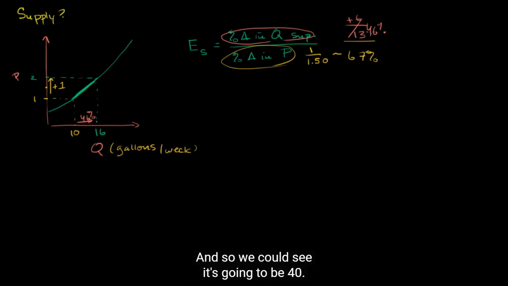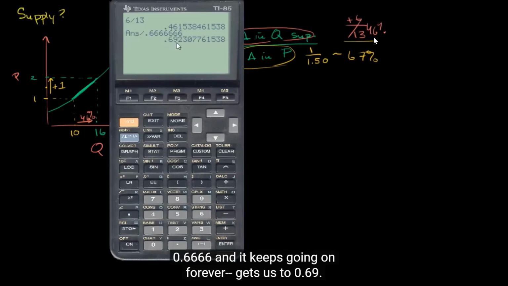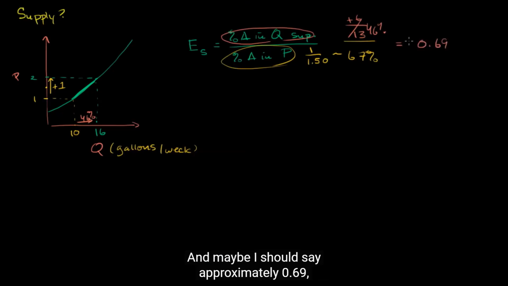And so our elasticity of supply is going to be 46% over 67%. So it's going to be something less than 1. That's 0.6666, it keeps going on forever. It gives us an elasticity of supply of approximately 0.69, which tells us that, at least at this price point, we get a smaller percent change in quantity supplied than our percent change in price.